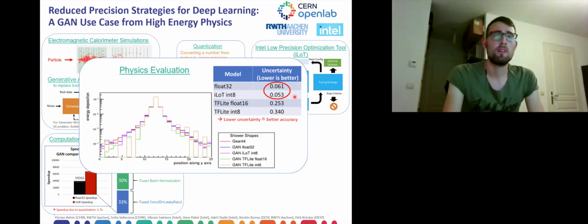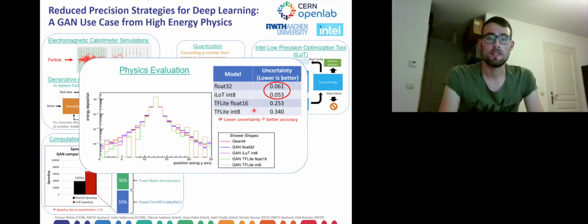This is due to the fact that we also use this metric for optimization in the iLoT tool at the beginning. And we use the same model quantized with the TensorFlow Lite library as a reference model, and we can see that the uncertainty of the TensorFlow Lite models is worse than the iLoT model.